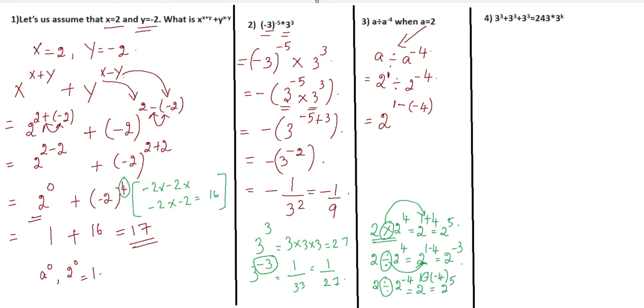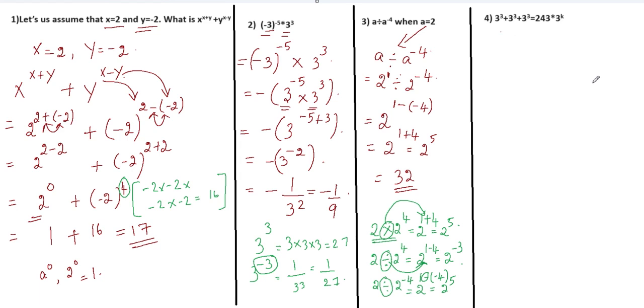The same is replicated in this question as well. So 2 power minus into minus is plus. So 1 plus 4, which is 2 power 5. So what's the value of 2 power 5? You get it as 32. Okay, so the idea behind this problem is whenever you have a division, you need to go for subtraction, and when you have multiplication, you need to go for addition.